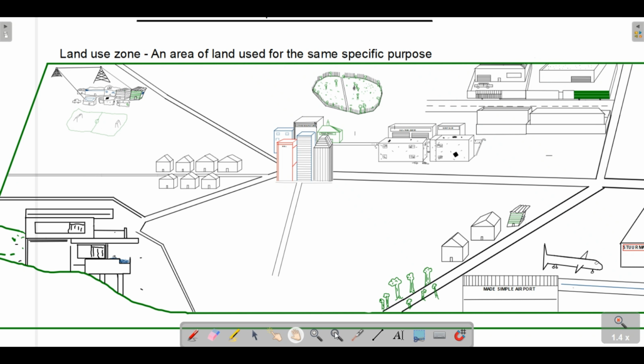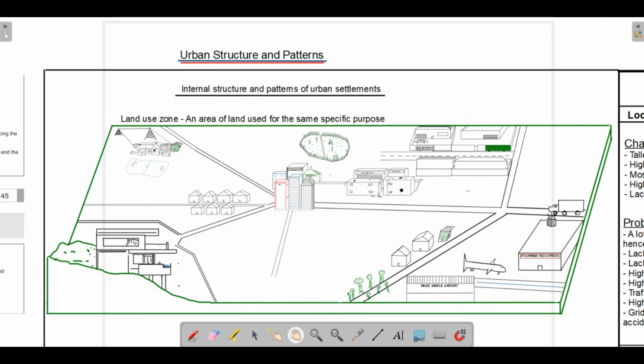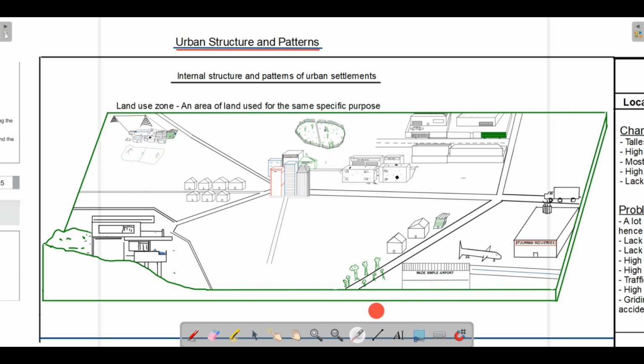I spent a lot of time drawing, guys, so it's not accurate, but I really tried my best, to be honest. I hope that you are going to benefit a lot from this, okay? As I was saying, the urban area as a whole is basically divided into different parts, and we call those land use zones.